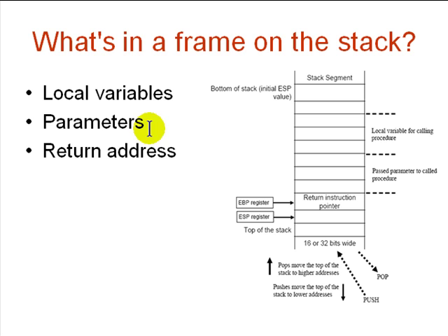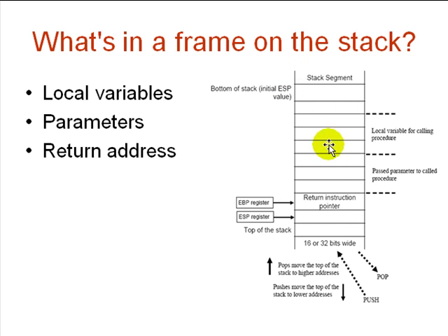So what's in a frame on the stack? Your local variables, the parameters and the return address. The register typically used for the frame is the EBP, the extended base pointer. BP used to be the 16-bit pointer and EBP is a 32-bit pointer. Then pop will move the stack upwards, and push moves it downwards. As you can see, pop goes upward and push downward, because the stack is growing downwards. And at the bottom of the stack is the ESP, the extended stack pointer. It's the bottom of the stack.